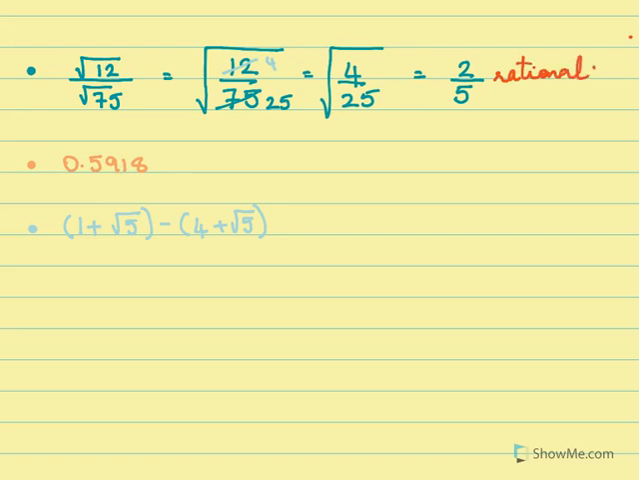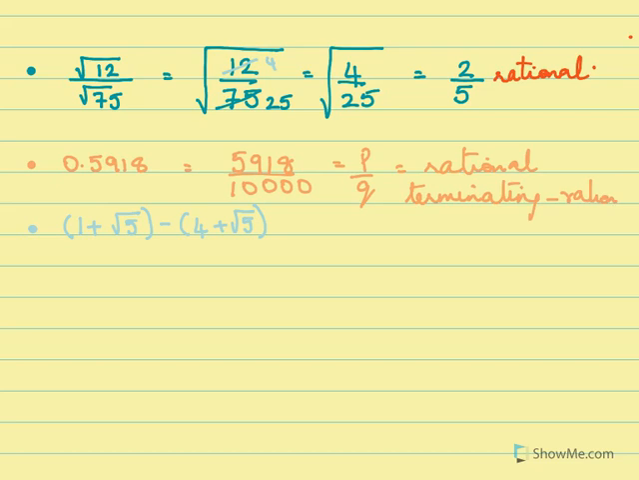For the next one, here we don't need to find out. We know it is terminating. This is 5918 over 1234. It is in the form of P over Q. So it is definitely rational. All terminating decimals are rational. Remember, terminating decimals are rational. And non-terminating, repeating are also rational.